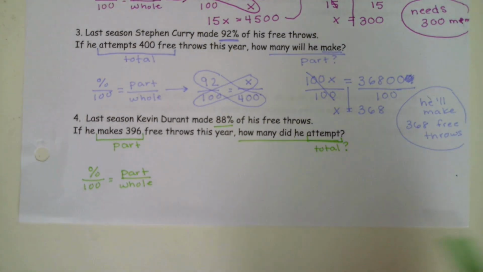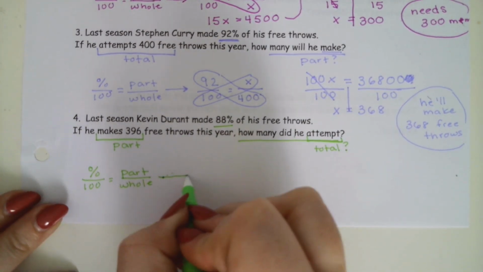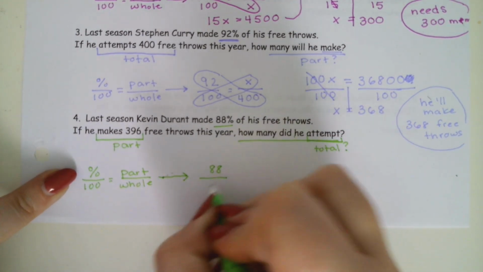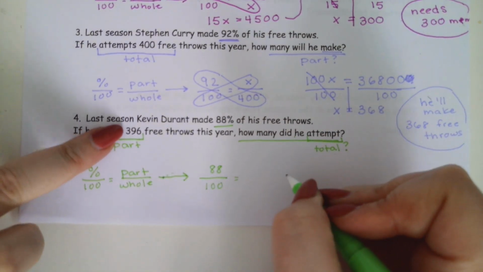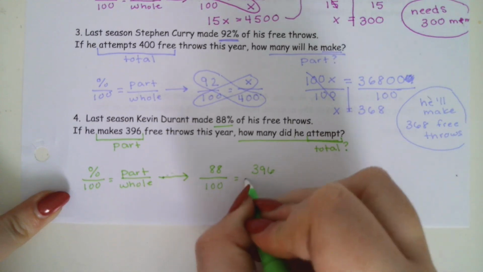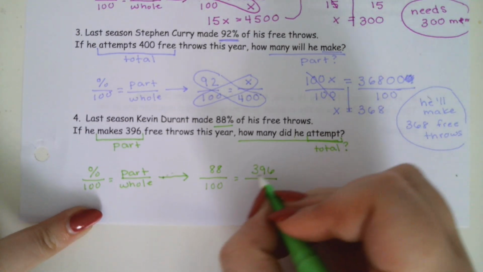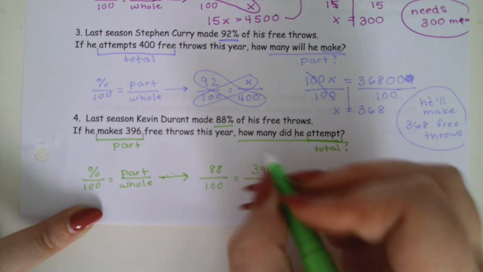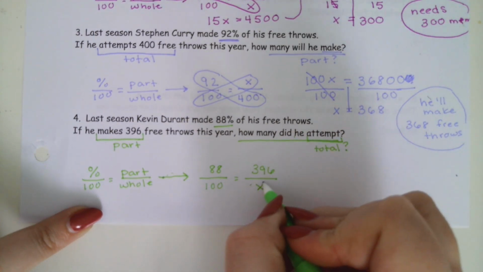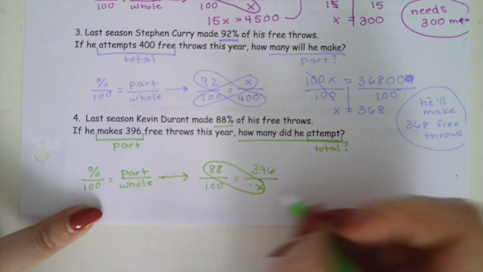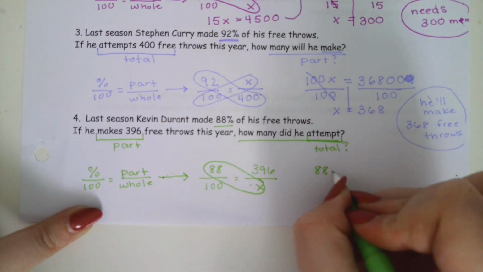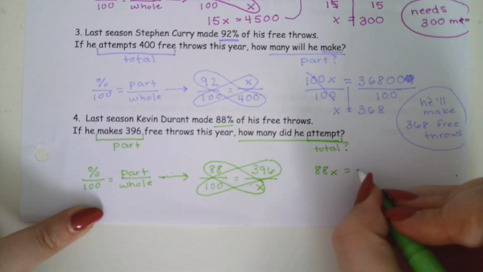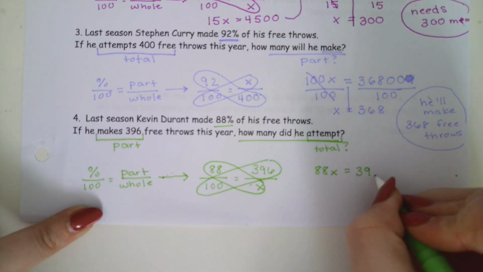Okay. Ooh, my whole paper moved. So we're going to put all the numbers in. So we have our percent is 88 over the 100. We have our part amount, which is what he made, 396. But we need to find out how many he actually attempted. So that's what we don't know. So we're just going to put a variable to hold its place. So now that we have our proportion, we can go ahead and solve for the x by cross multiplying first. So this will just give us 88x. And then the other one, 396 times 100, will give us 39,600.